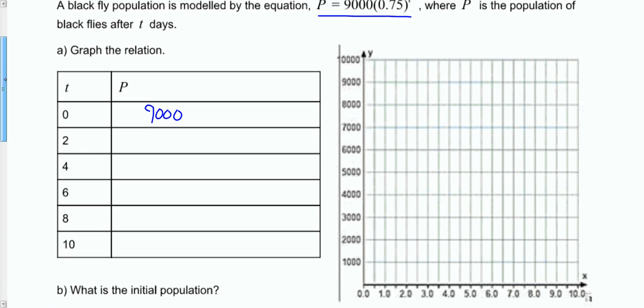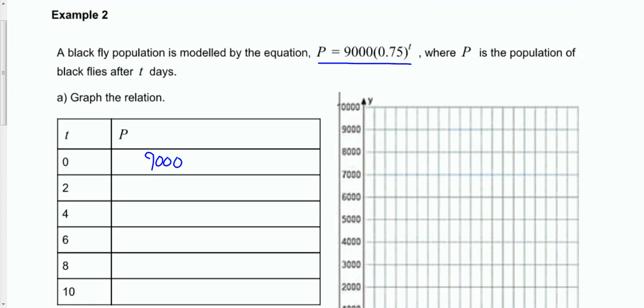Then I'm going to carry on. I'm going to use the equation to figure out how many flies are left after 2 days, 4 days, 6 days, 8 days, etc. If I want to figure out how many it is after 2 days, I take 9,000 times 0.75 raised to the exponent 2. That's going to give me 5,062.5.